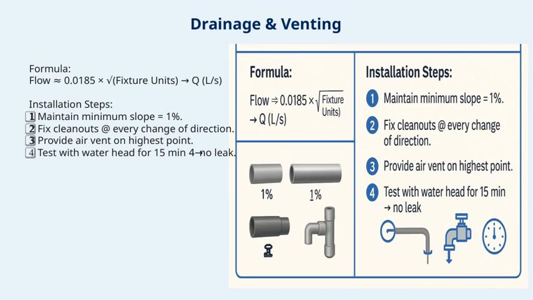When installing, it's crucial to maintain a minimum slope of 1% to ensure proper drainage and prevent blockages. Next, remember to install cleanouts at every change of direction. These are vital for future maintenance and clearing any potential clogs. Providing an air vent at the highest point of the system is also key. This allows air to escape, preventing siphoning or vacuum issues.